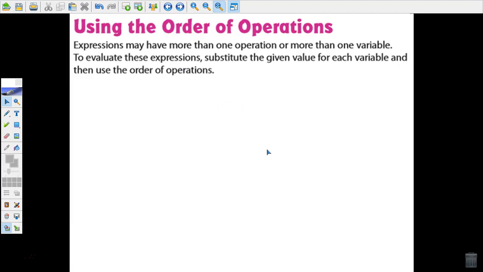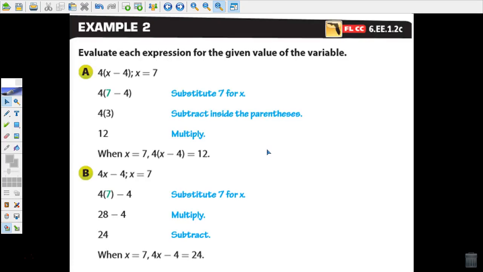Using the order of operations. Expressions may have more than one operation or more than one variable. To evaluate these expressions, substitute the given value for each variable and then use the order of operations. All right, now everybody, we got example 2. Evaluate each expression for the given value of the variable.